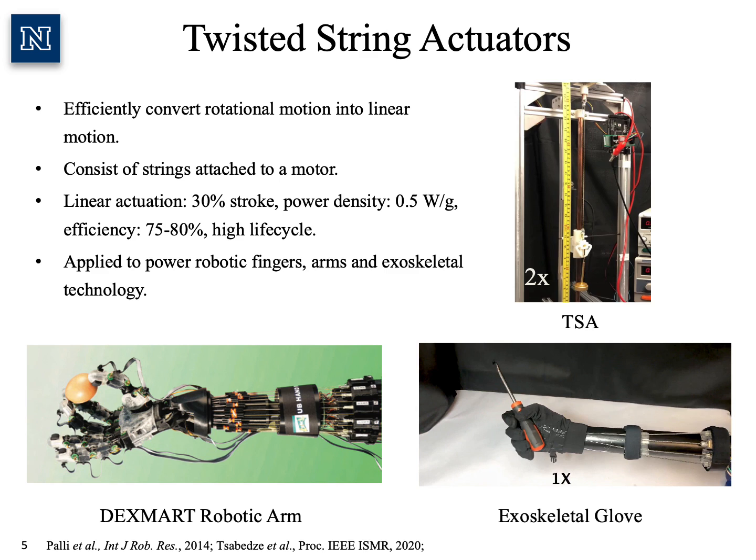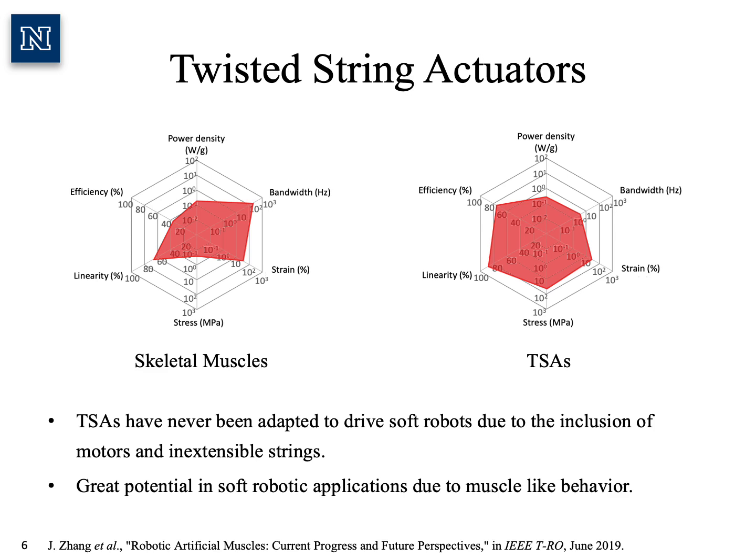On the bottom left, we present the DexSmart robotic arm by Palli et al., which utilizes around 20 TSAs to generate a wide range of motion. On the right, we present an exoglove by Sabedze et al. used in rehabilitation, which utilizes 4 TSAs.